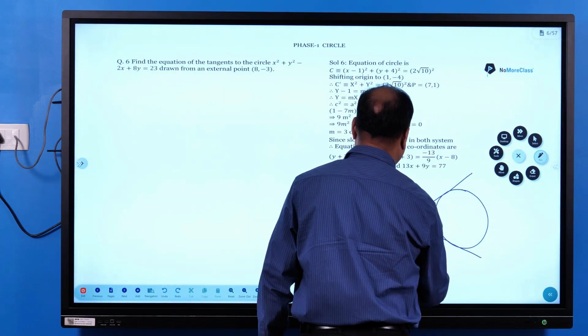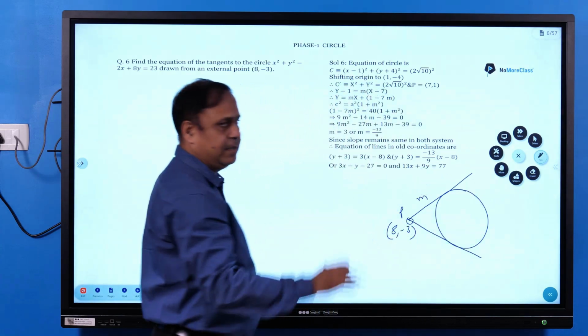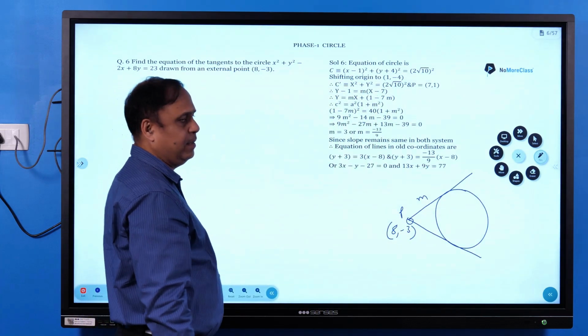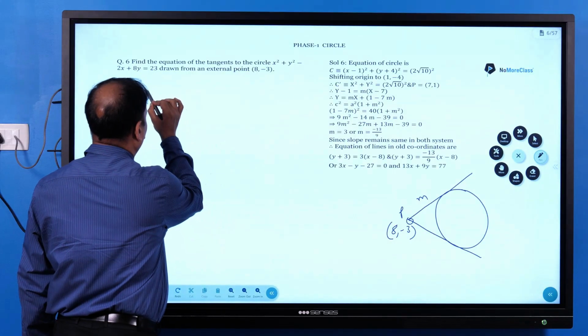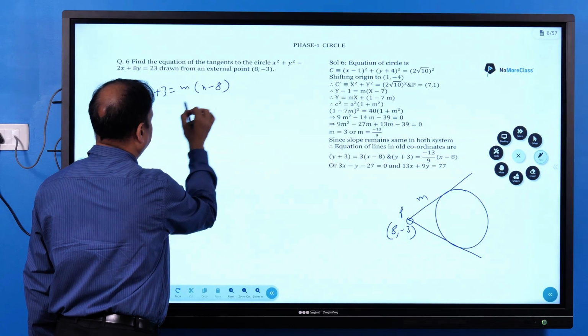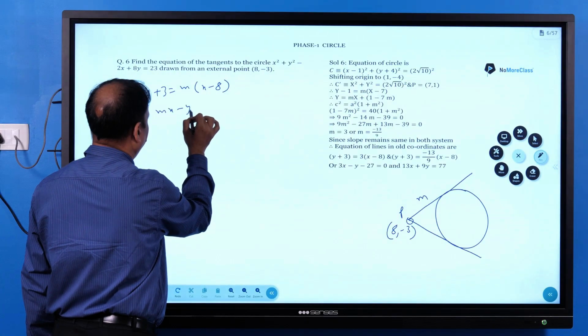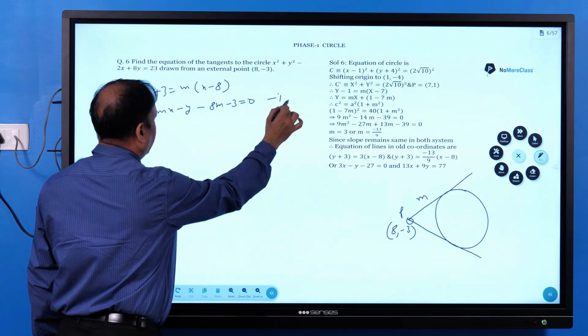The point is given as (8, -3). So I will write the equation of this line in general form, because a tangent is nothing but a line. So the equation of this line will be y + 3 = m(x - 8), or mx - y - 8m - 3 = 0.